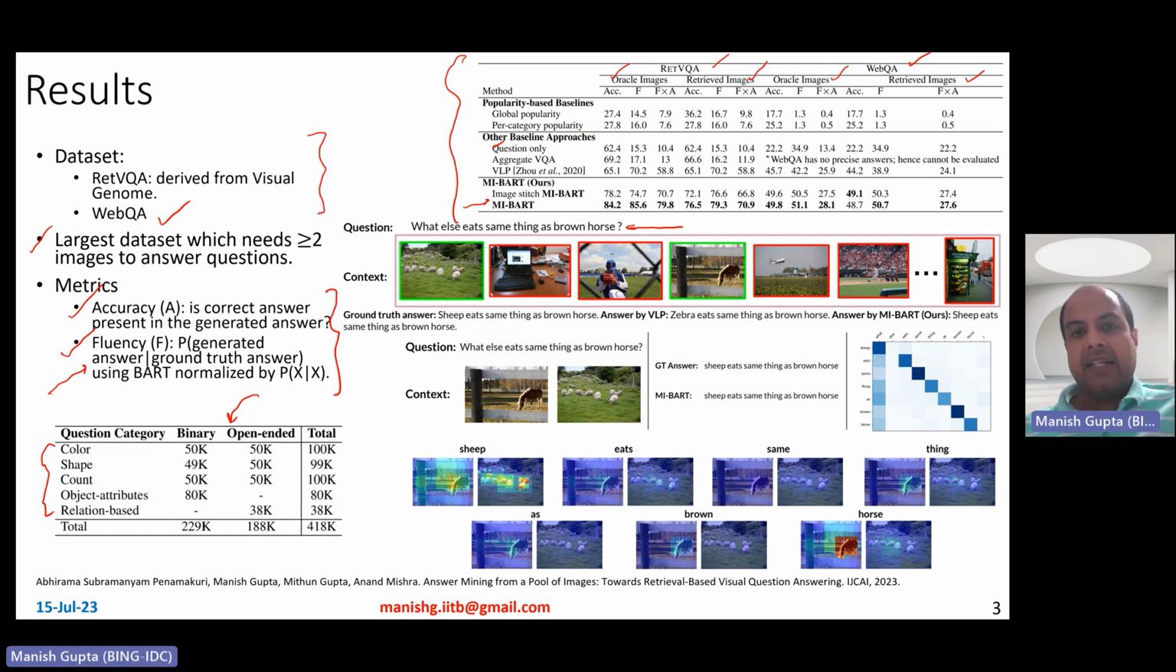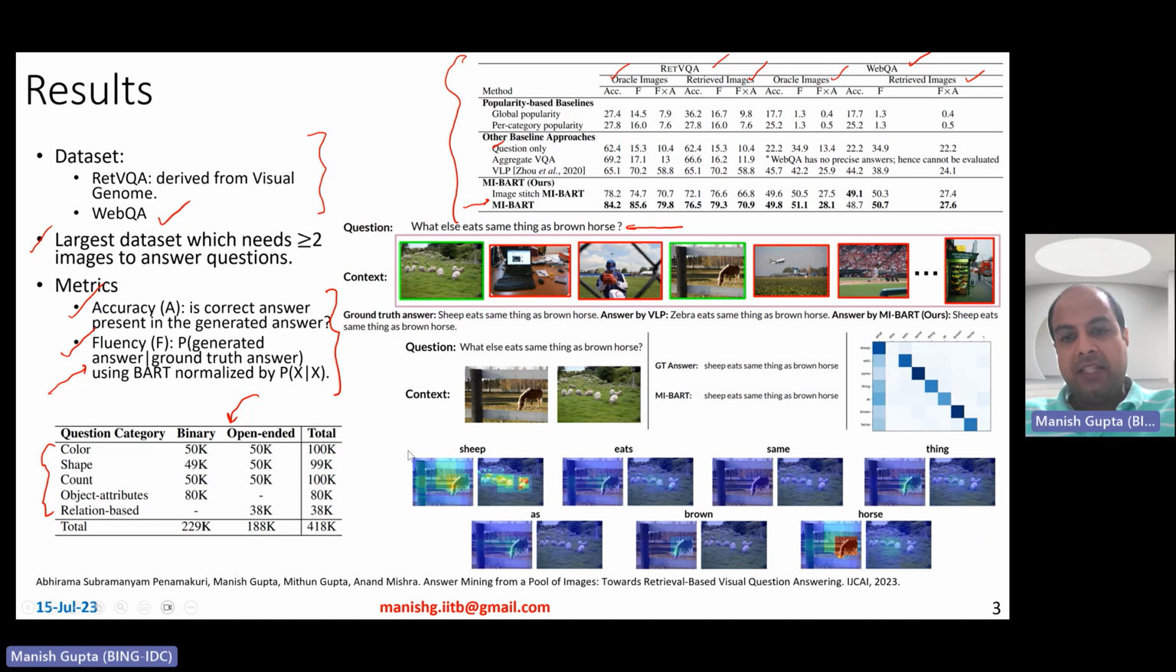Okay. So that's that. Now what you see here is an example of how the model performs for a question, what else eats same thing as brown horse? There's a whole bunch of image collection which is supplied, and it nicely predicts this particular image as relevant and this image is relevant. There's the horse here, it's eating grass, and there's sheep here eating grass. The ground truth answer, of course, is sheep eats same thing as brown horse. Compared to another multimodal generative model, VLP, which predicts zebra eats same thing as brown horse, this model is more accurate. It can actually come up with results like sheep eats same thing as brown horse.